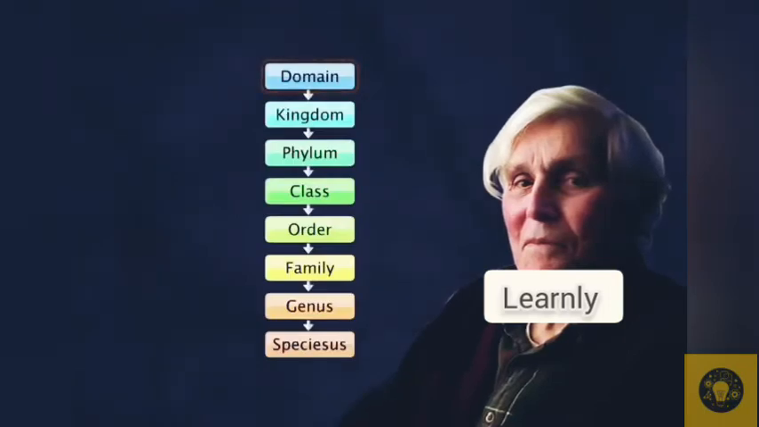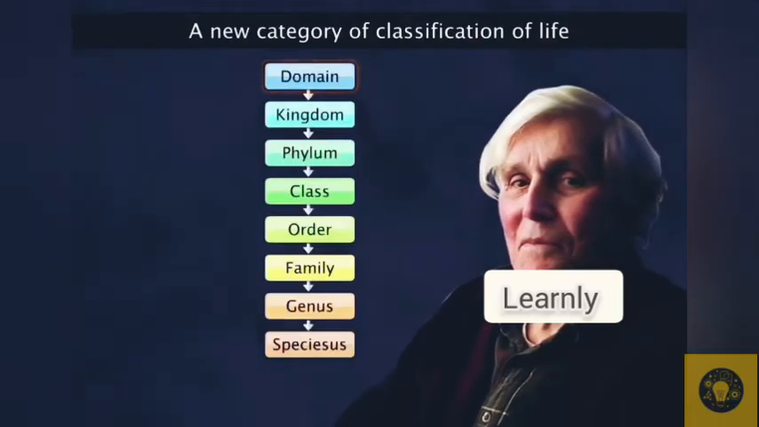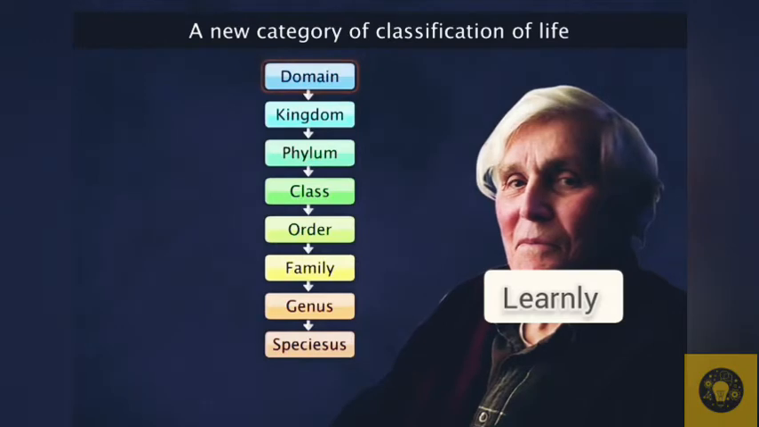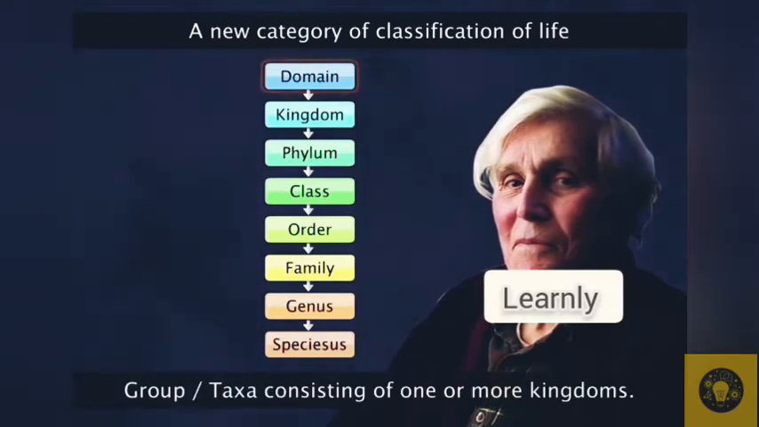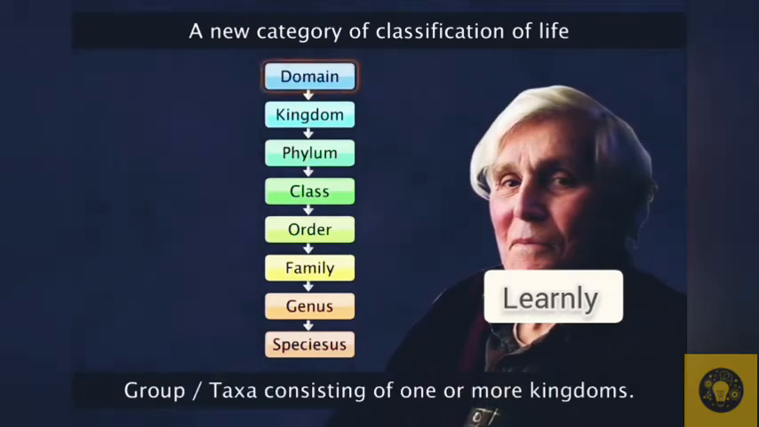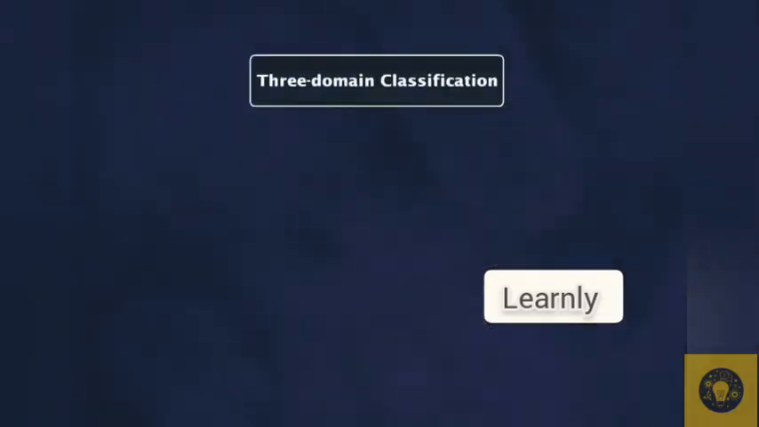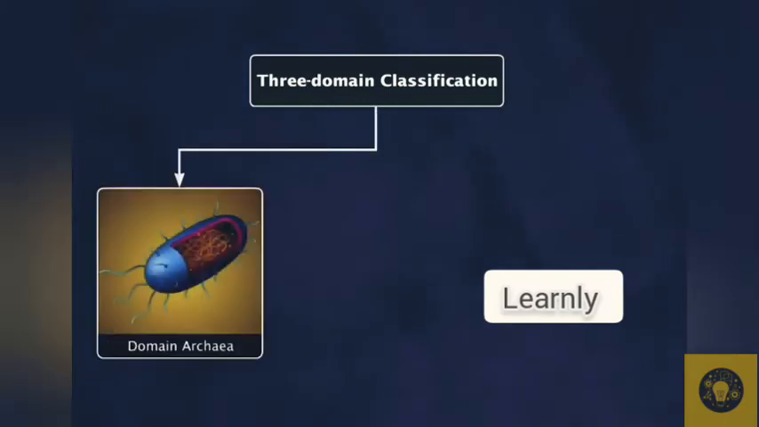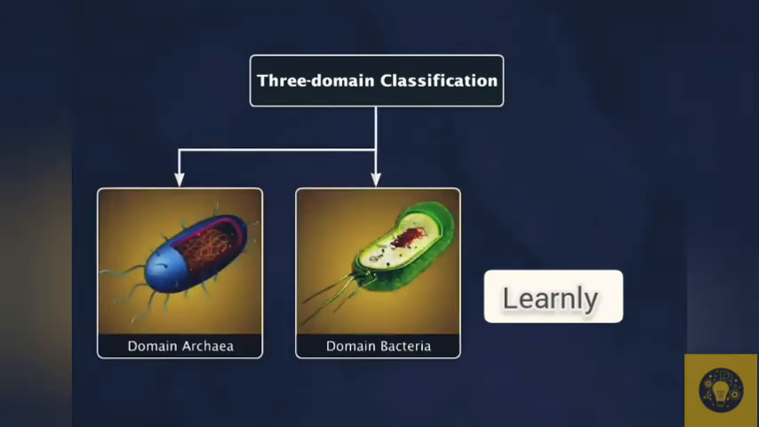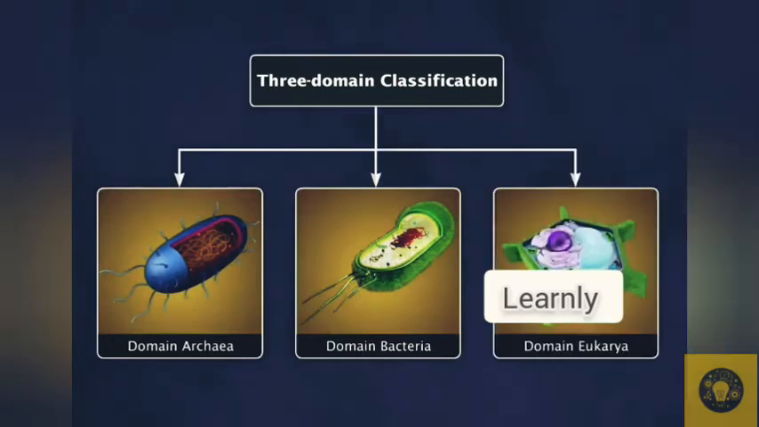Upon these findings, Woese proposed a new category of classification of life, the domain, which means a group or generalized taxa consisting of one or more kingdoms. All living organisms were placed in the three-domain system under domain Archaea, domain Bacteria, and domain Eukarya.